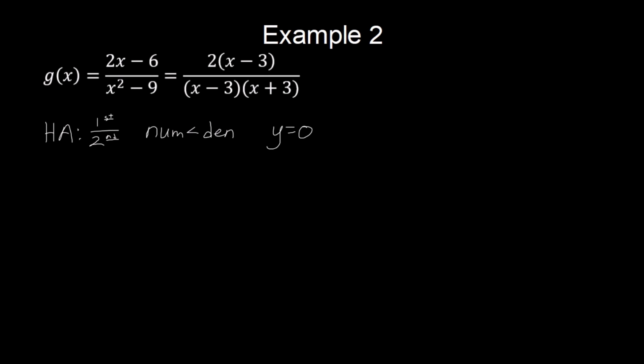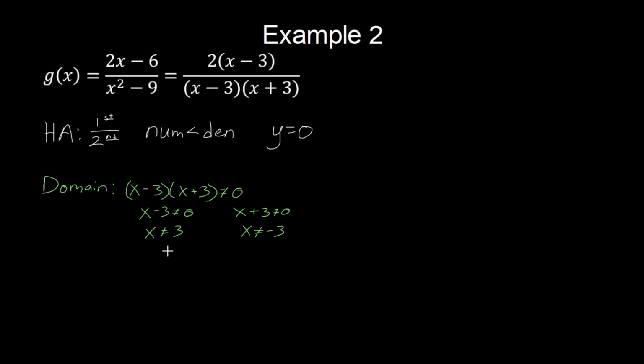The next thing we're going to look at is our domain. So the domain, as a reminder, is to make sure that the denominator doesn't equal 0. So you cannot divide by 0, which means the factored version of our denominator cannot equal 0. And the way that this could not equal 0 is by saying that x minus 3 can't equal 0, and x plus 3 can't equal 0. Doing a little bit of algebra says x cannot equal 3, and x cannot equal negative 3. So here are our domain restrictions.